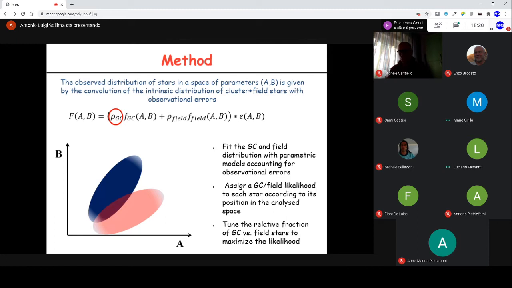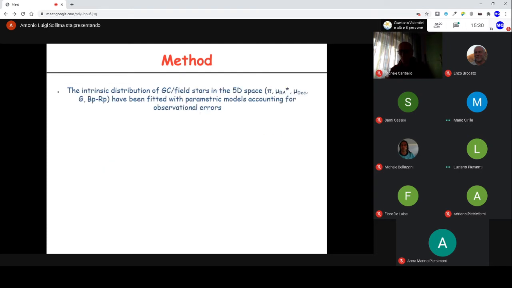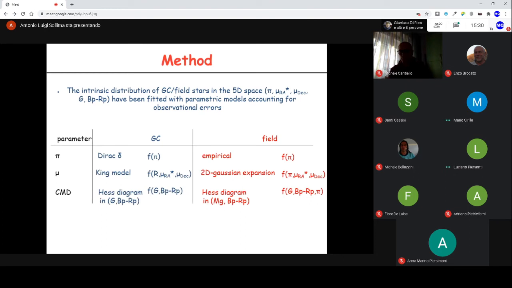Of course, when you want to extend this formalism to 5 dimensions, taking into account errors, covariances, and whatever, it became a mess, but it is doable. And I did it, assuming, of course, a different parametric model for the cluster and the field, which should be simple enough to be easily convolved with observational errors, but also complex enough to capture the overall distribution of the stars in this parameter space.